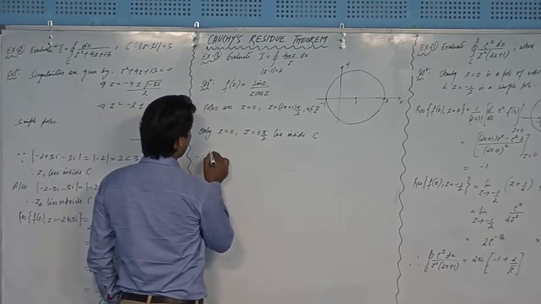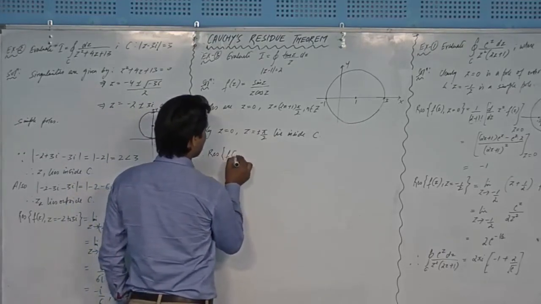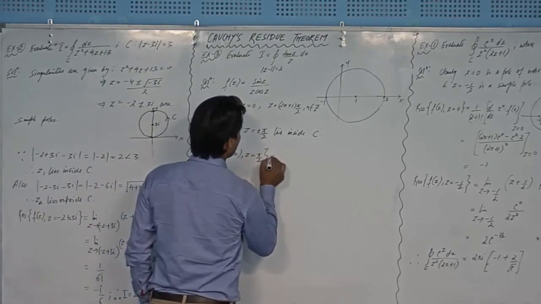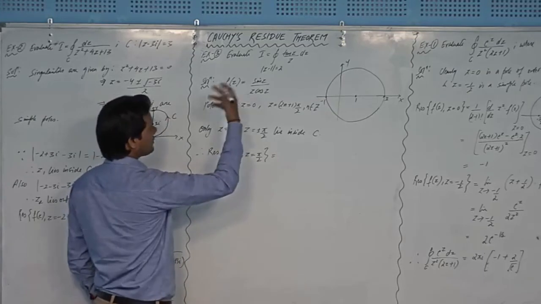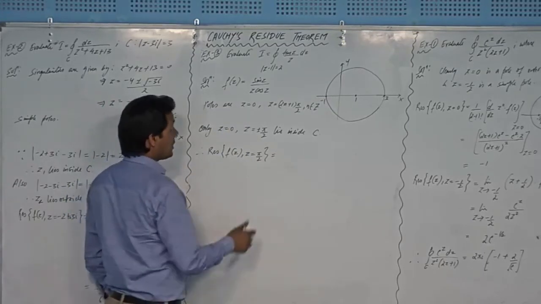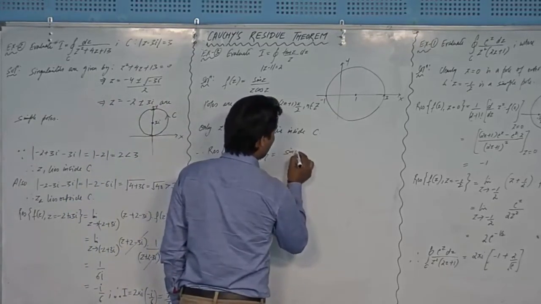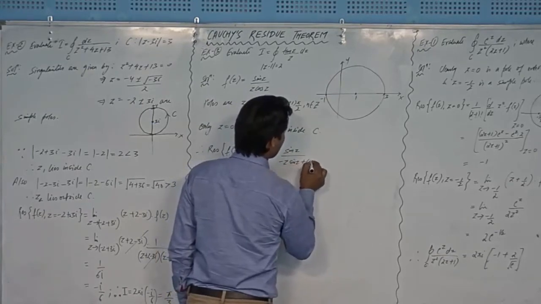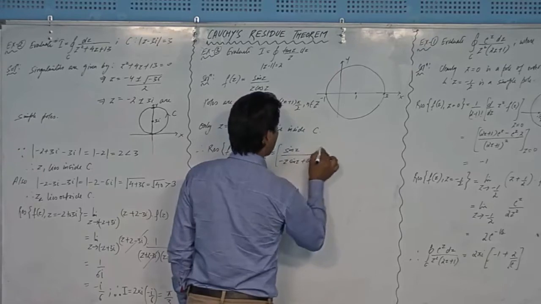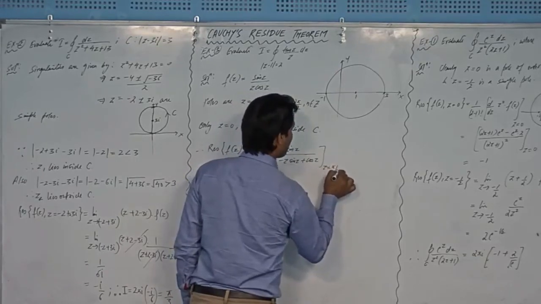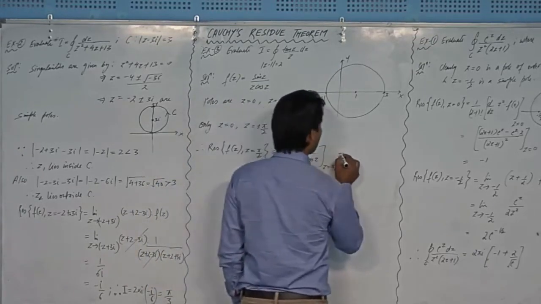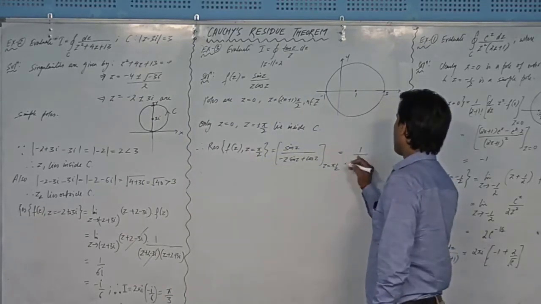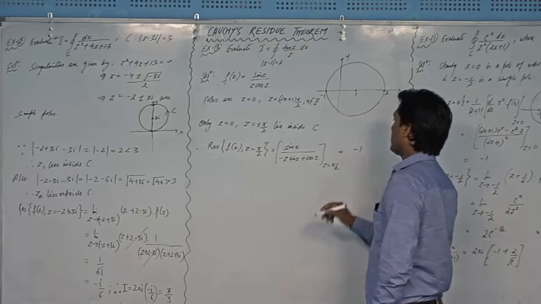So therefore, first finding the residue at pi by 2, right? If I find the residue at pi by 2, I can use that simple pole formula, that is numerator as it is, and differentiation of denominator, that will be minus z sin z plus cos z, and then I will put z equal to pi by 2, and on plugging pi by 2, I will get 1 in the numerator, and I think this will be minus 1. So ultimately the answer will be minus 1.